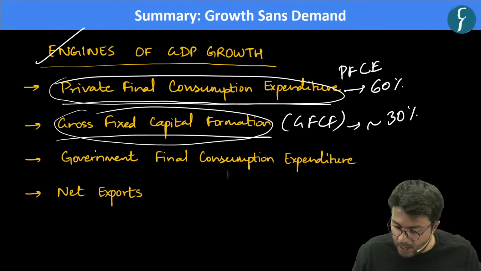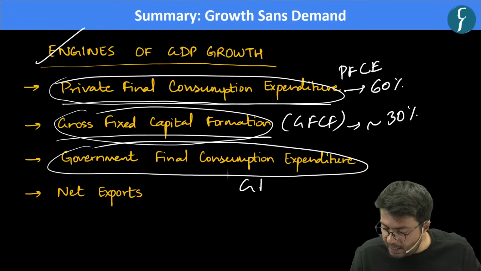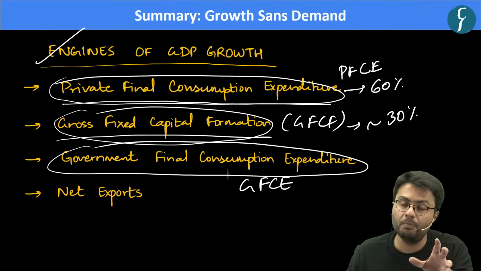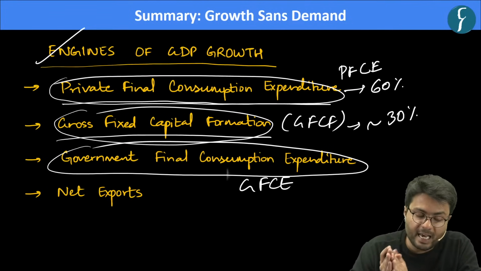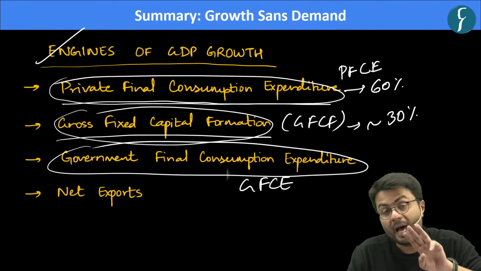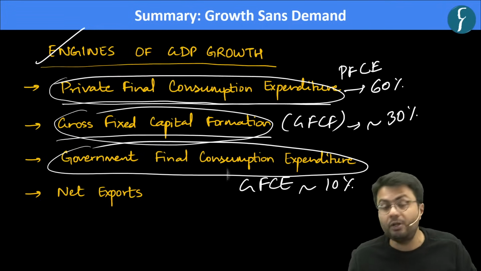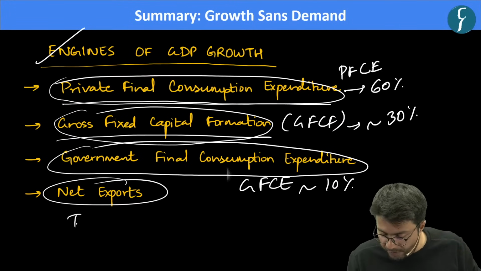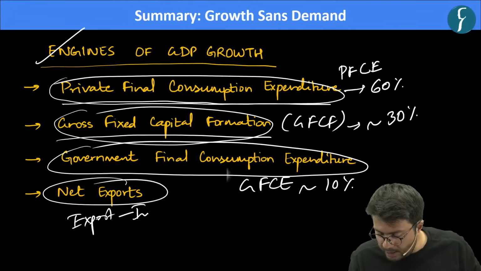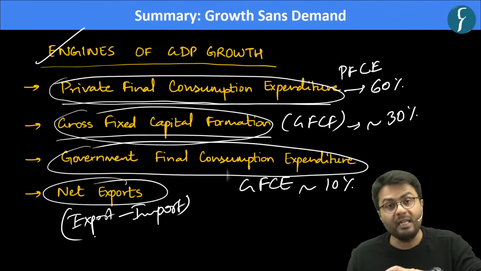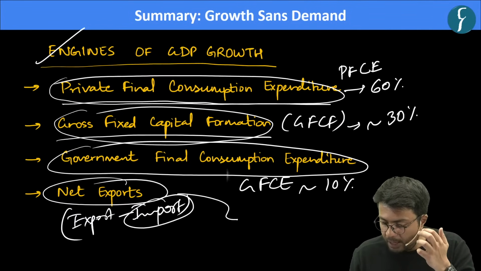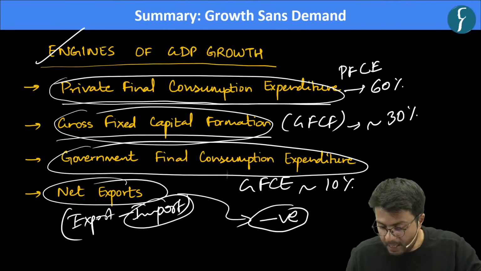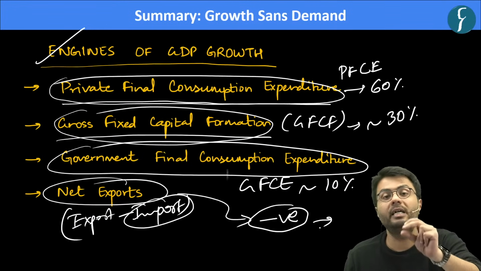The third component is termed government final consumption expenditure, abbreviated as GFCE. This component deals with spending by governments, both central and state, in meeting their daily expenses such as salaries and pensions. This third component contributes around 10% of India's GDP. And the fourth driver is termed net exports, which is the difference between exports and imports in the country. Now, since India imports more than it exports, this component contributes negatively to India's GDP. Thereby, this fourth component brings down India's GDP.